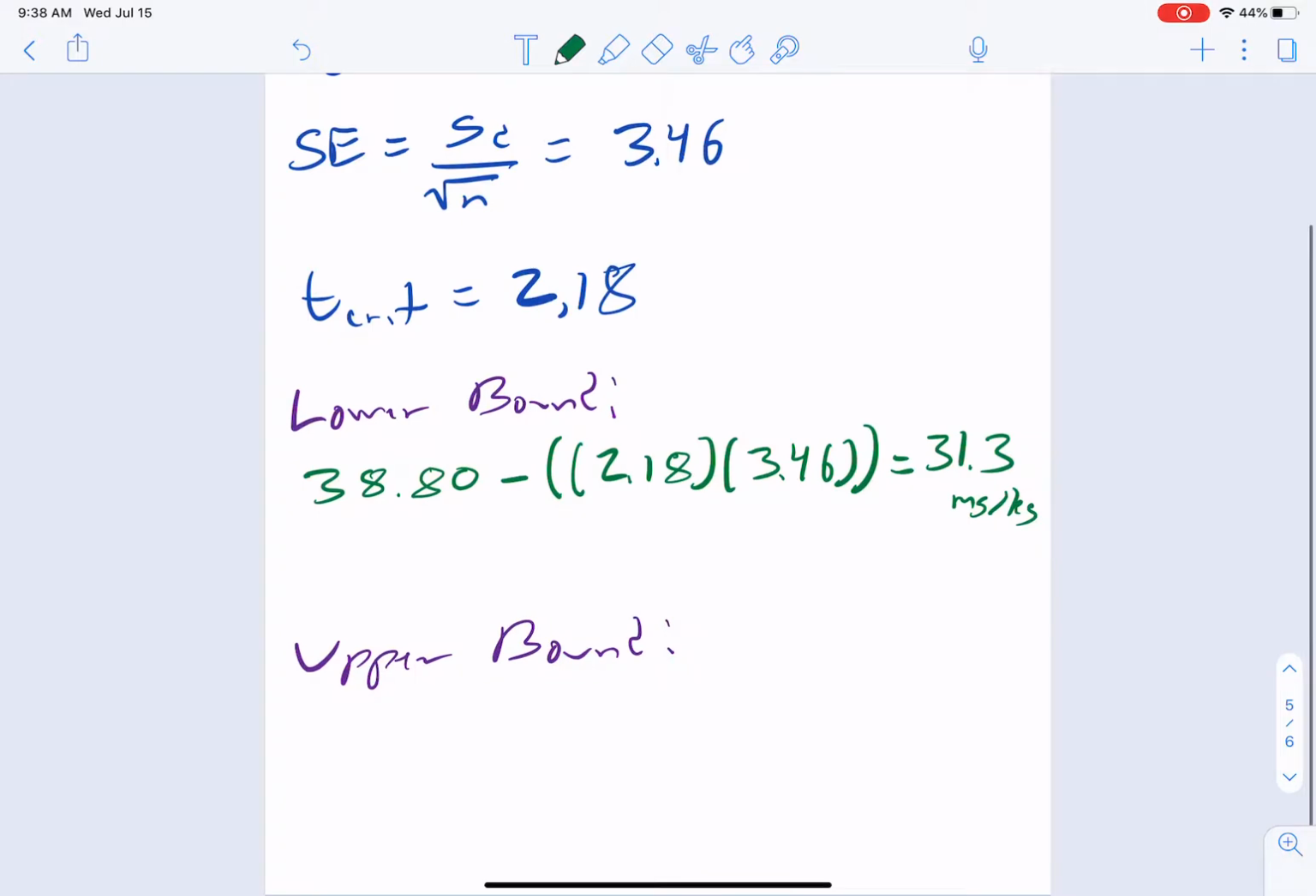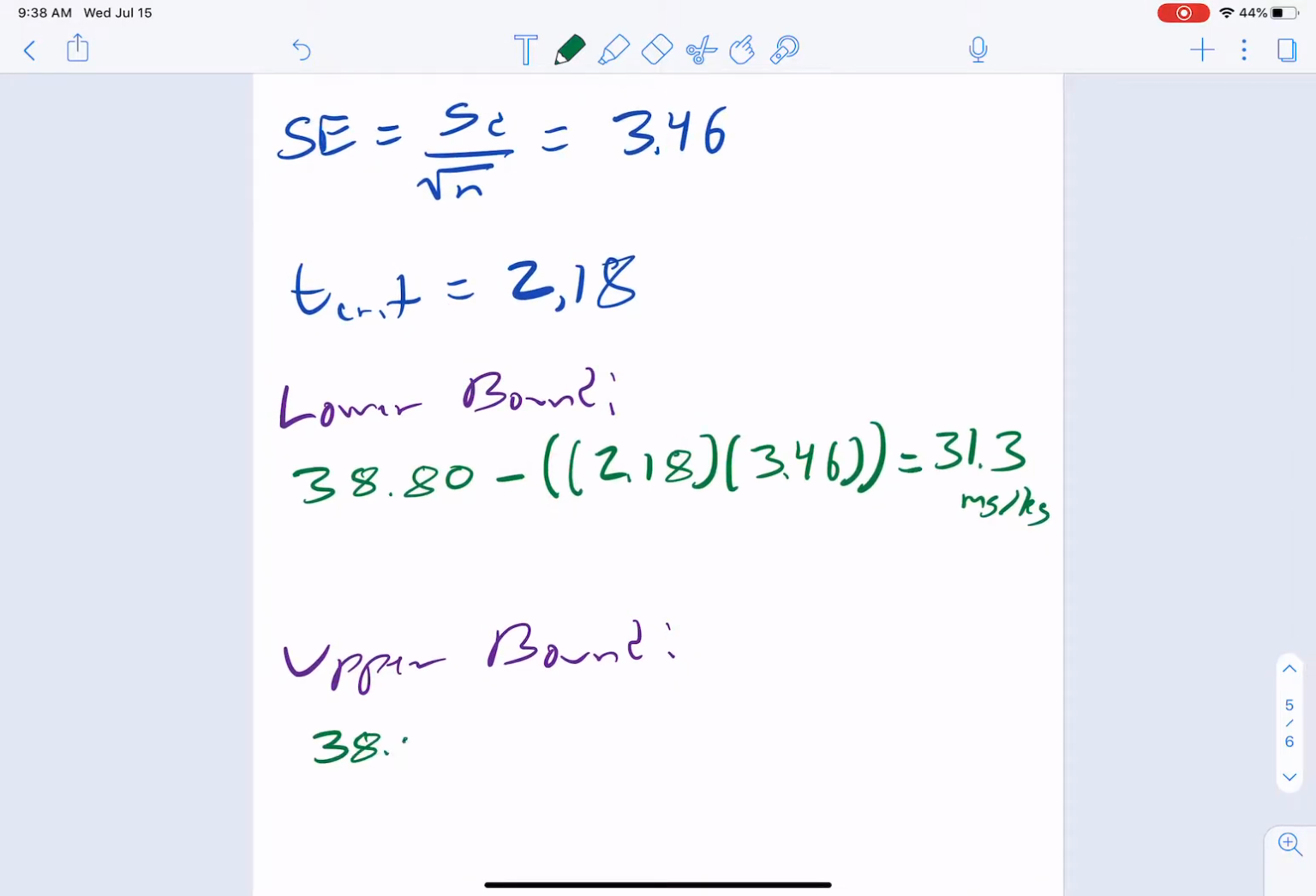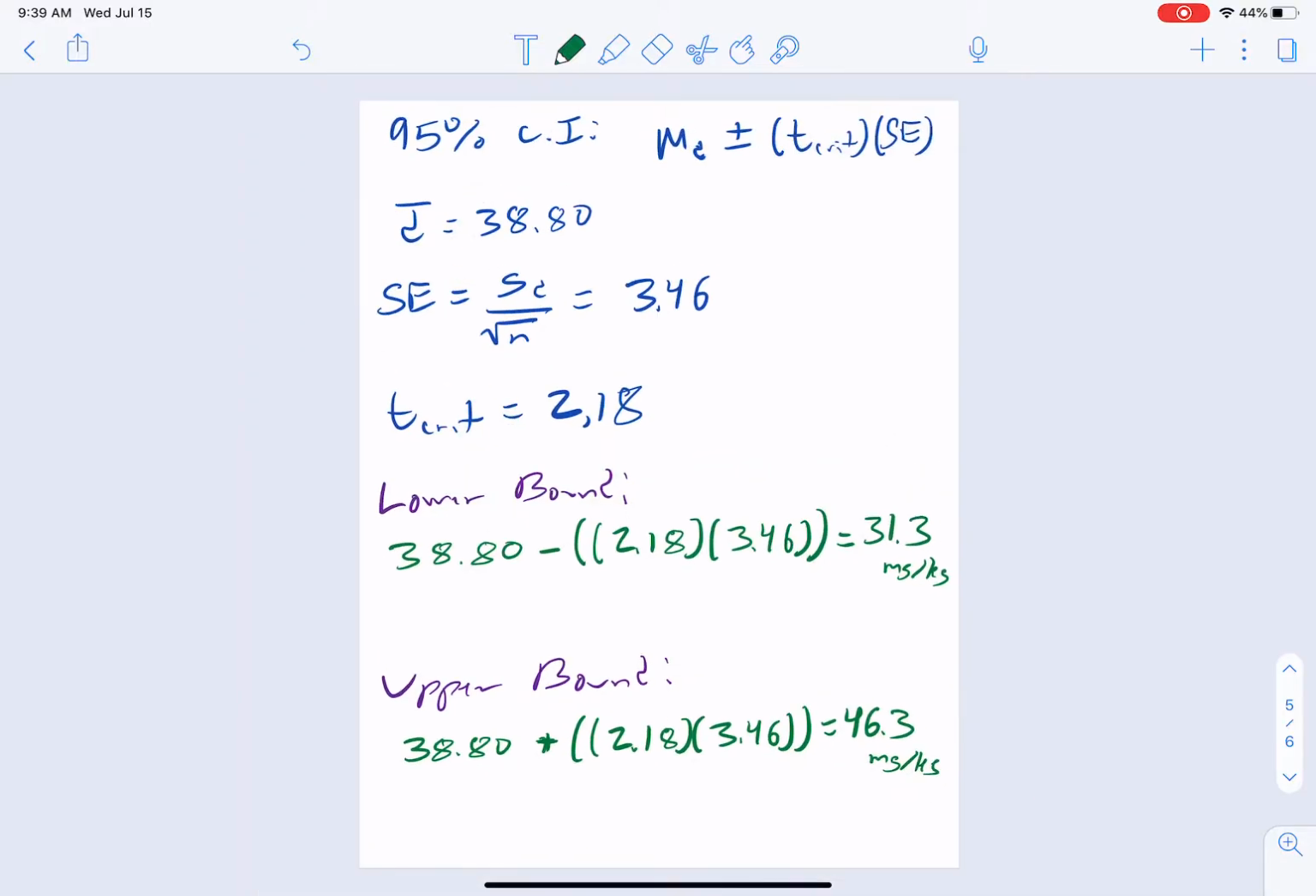Same deal here. So 38.80, that's our D bar, and then plus, because now we're in the upper bound. And then 2.18, same deal, right? And that turns out to be 46.33. You might have some different rounding on your calculator, totally fine as long as they're decently close. We'll leave it as that, milligrams per kilogram. Sweet.